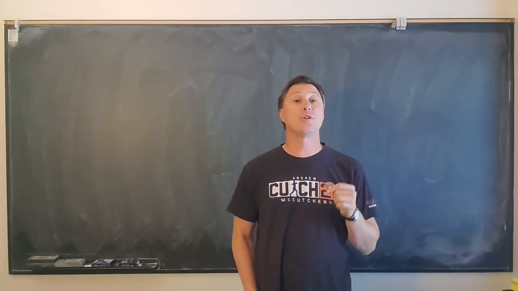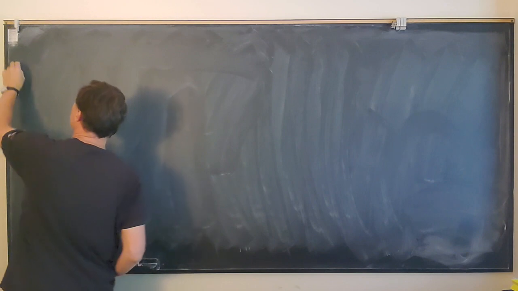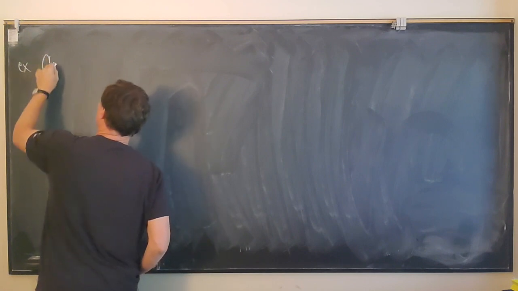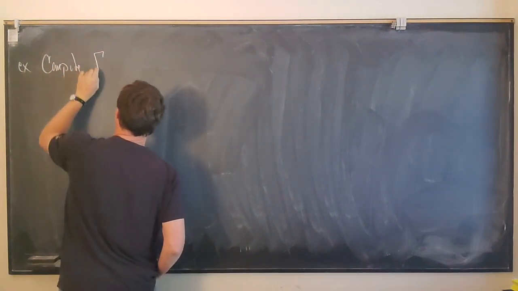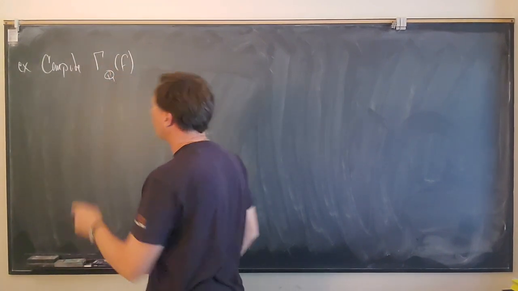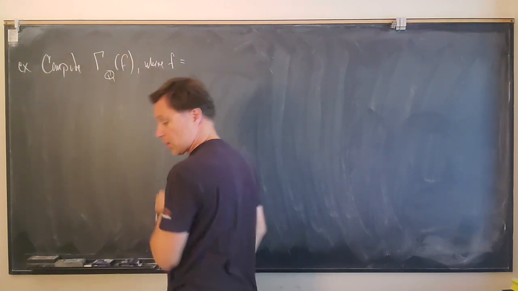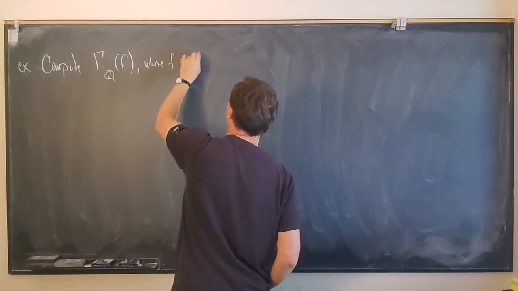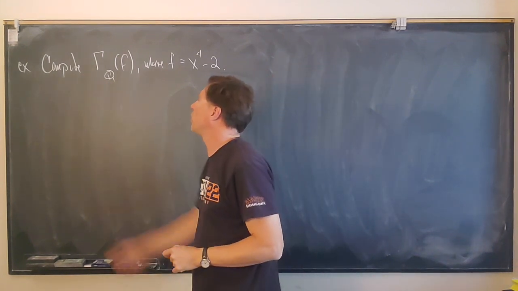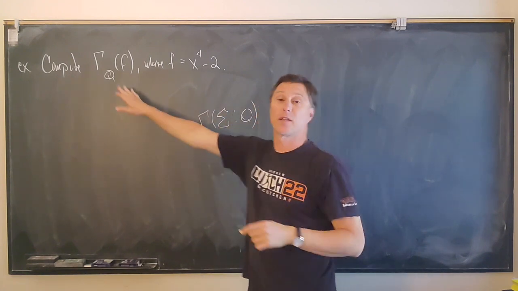Hey everyone, I'd like to do a couple more examples of computing Galois groups. So let's just get started. The first one we're going to do is compute the Galois group over Q of the polynomial f, where f is the polynomial x to the fourth minus 2. Remember, when I put a little Q here, what we want is the Galois group of the splitting field of the polynomial over Q. That's what that little sub Q means.